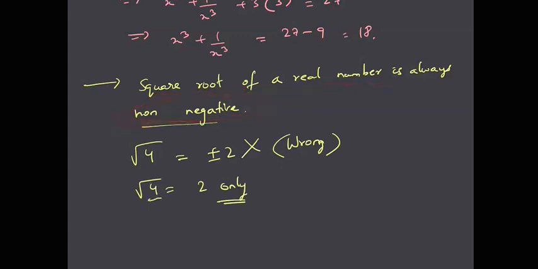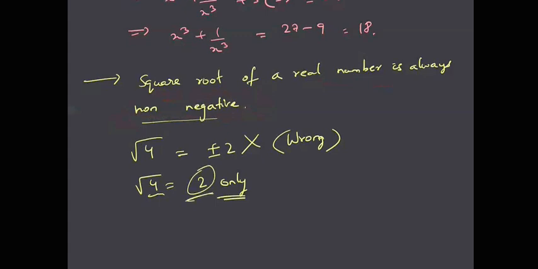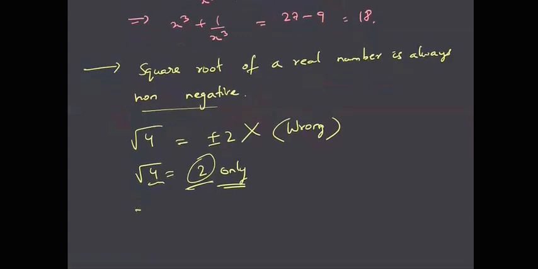Square root of real number 4 can't be negative 2. It can be only positive or 0. Okay, so square root of 4 is only equal to 2. It is not minus 2. Fine. For example, if x square is 4, if x square is given as 4, then you can write x as plus minus 2, because the value of x equal to 2 satisfies the equation, that is 2 square is 4, and minus 2 whole square is also 4.